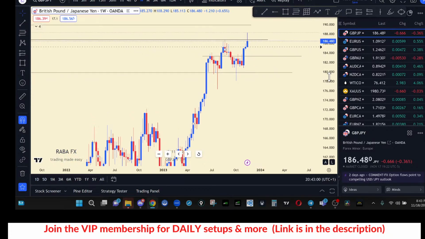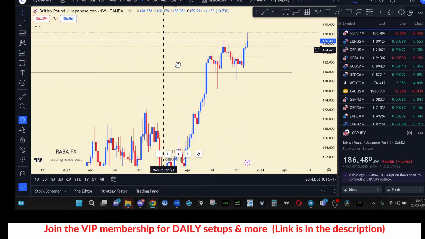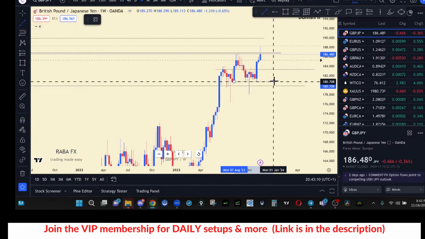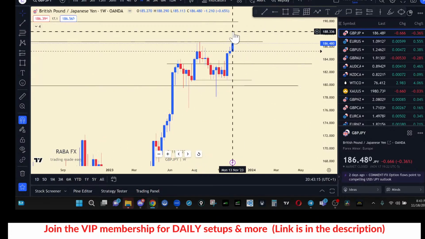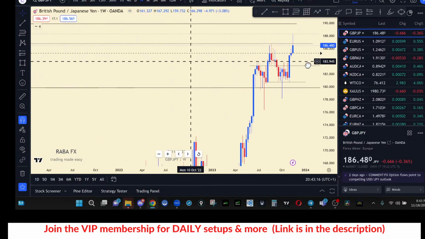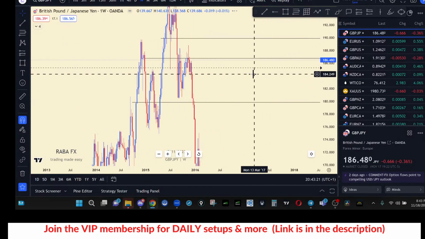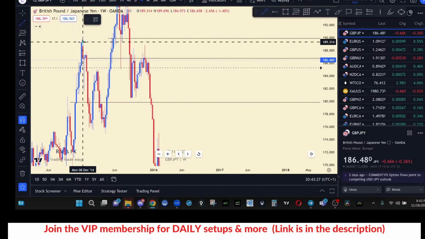The weekly time frame as well is bullish, because when price rejected from this reversal opening price, I have been bullish on this pair. Now, are we reacting off any weekly resistance? For now, no. The only thing I will mark here is this level, this one.